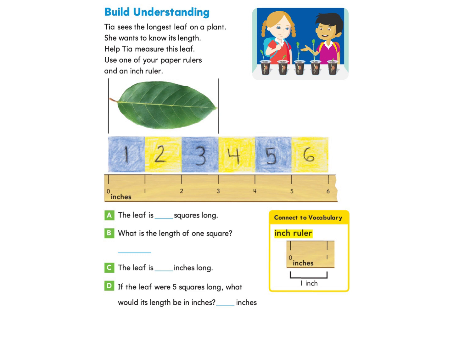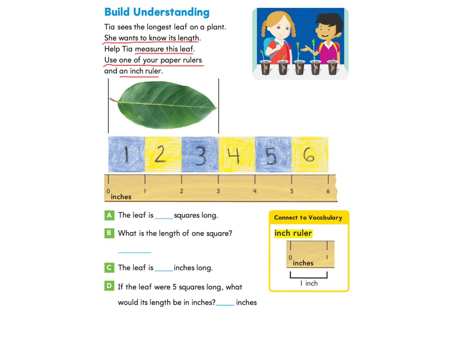Tia sees the longest leaf on a plant. She wants to know its length. Help Tia measure this leaf. Use one of your paper rulers and an inch ruler. So here we have our paper ruler, and underneath we have our inch ruler.